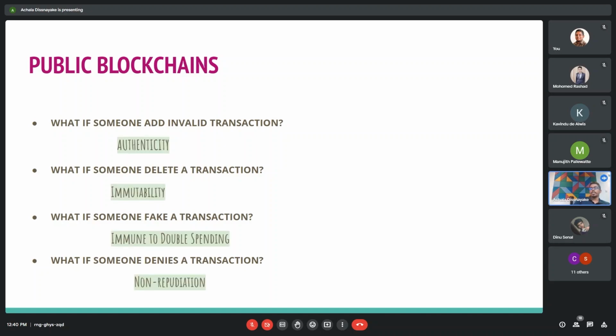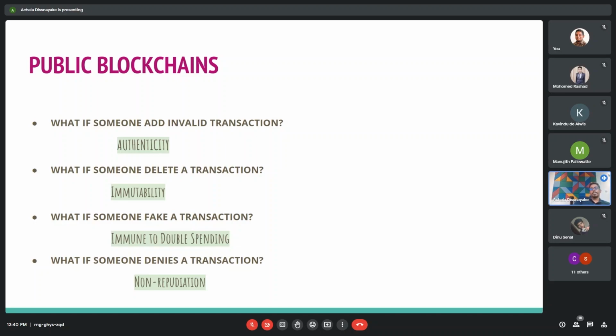So these are what we can think of as the main characteristics that a public blockchain should have: authenticity, immutability, and immunity to double spending.